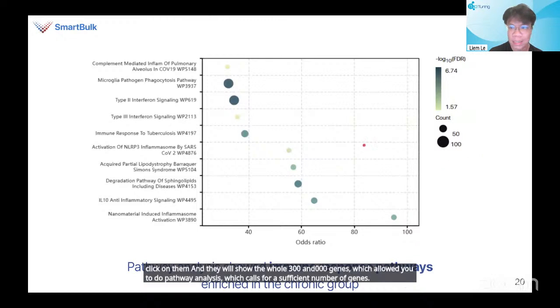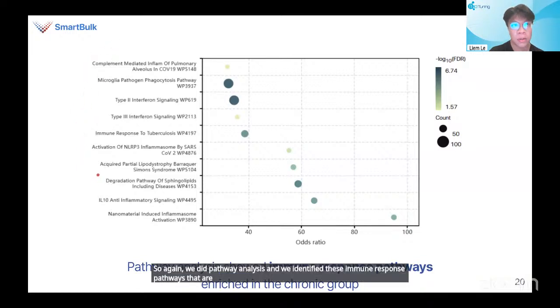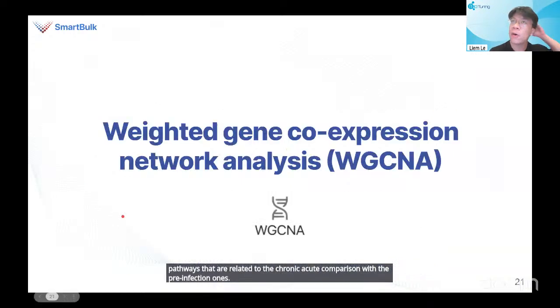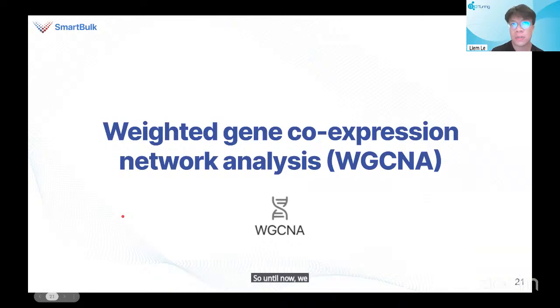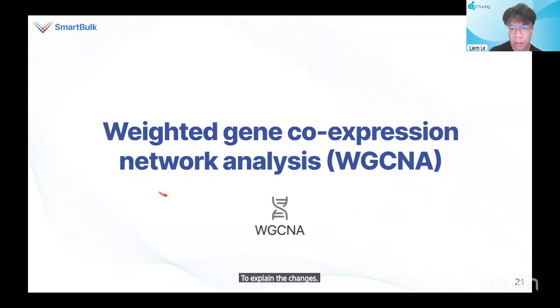So again, we did pathway analysis and we identified these immune response pathways that are related to the chronic acute comparison with the pre-infection ones. So until now, we have been using the DE results to find the biological pathways, which are a predefined set of genes to explain the changes in phenotypes, right?